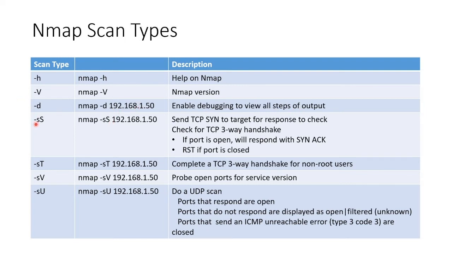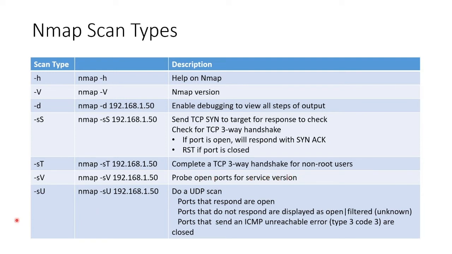-sS, that's a SYN scan. That is a stealth scan. So we do an incomplete three-way handshake. -sT is complete the three-way handshake. Non-root users, meaning non-admin users, are limited to this. One I love is -sV, which means probe the open ports for their service version, so I can check that against possible exploits.